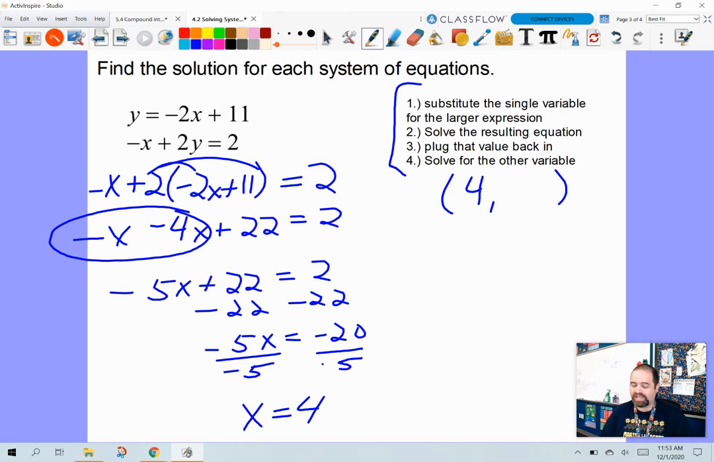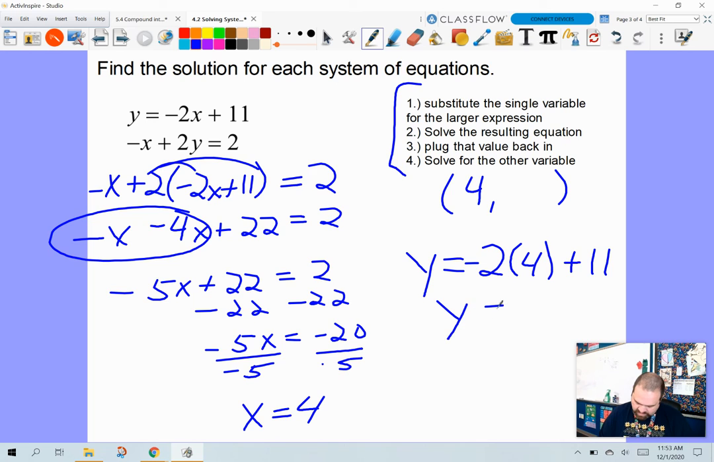For the y, if you've got a calculator, you can literally do this on your calculator. I'm going to plug in 4 for my x value in my slope-intercept equation. So negative 2 times 4 is negative 8, plus 11. That guy is 3. So the point is 4, 3.